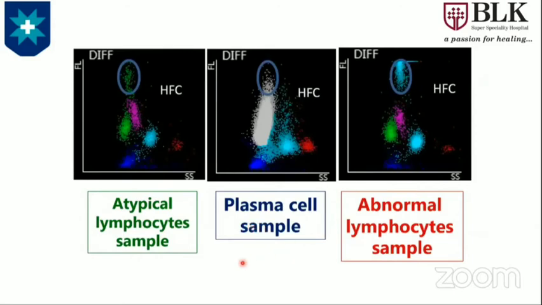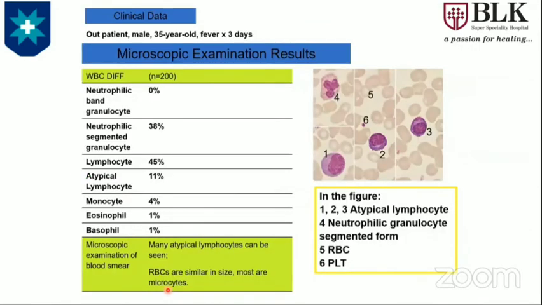Of course, there is always an overlap where people will talk about high fluorescent cells which can be found in plasma cells, as well as some abnormal lymphoid cells of lymphoma. However, the characteristic figure of eight appearance, which is seen in typical dengue fever, is very characteristic. So this was a case of dengue, and in this particular case, we found these atypical lymphoid cells which were present in the peripheral blood film.